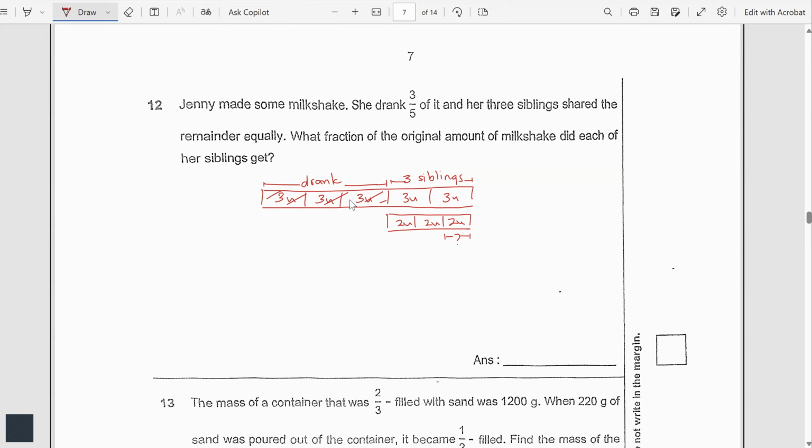So the amount that we have in total, or the number of units, will be 15 units. And each sibling took 2 units. So answer 2 out of 15.